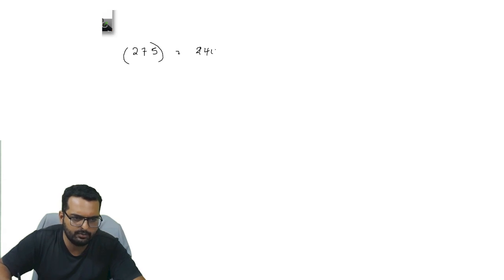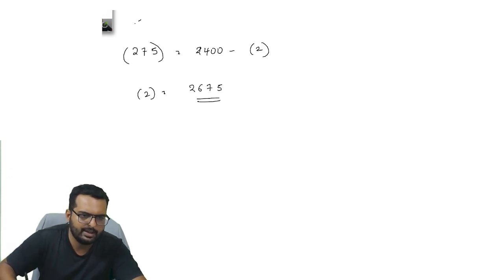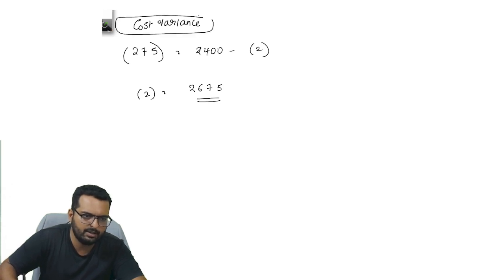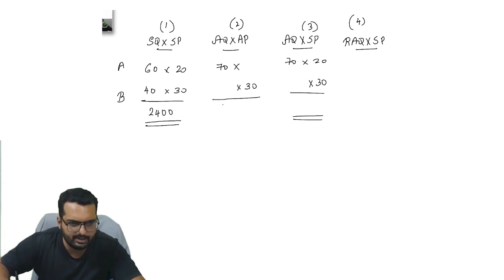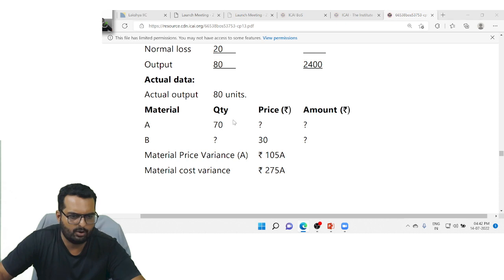So this will be 2400 minus 2 should be equal to negative. So therefore 2 will be equal to how much? You will get the answer as 2675. Everybody clear with this? So once I get this 2675, I'll come down and write down over here 2675. Total I have got, okay?